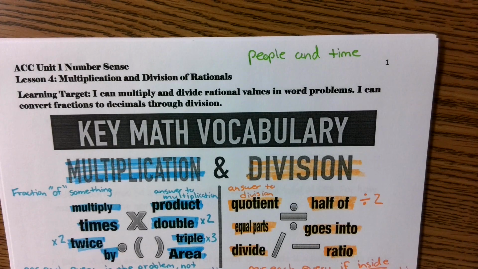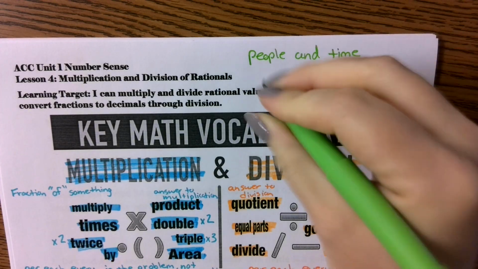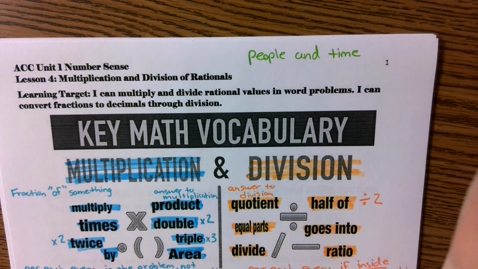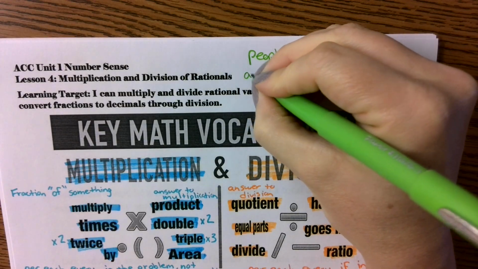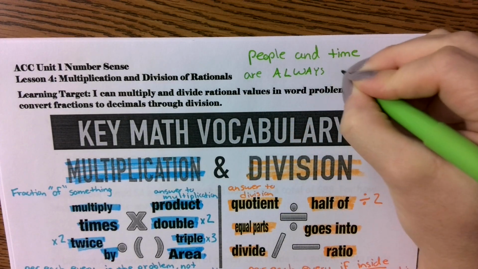So you can't have a negative amount of people, and you can't have a negative amount of time. So when we're talking about people and we're talking about time, you're not going to see positive or negative words around them, but you'll see that they're a person, or you'll see that it's time, and automatically you can assume that it's positive. So people and time are always positive.